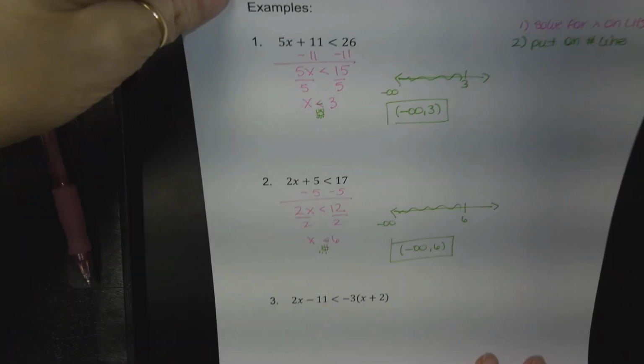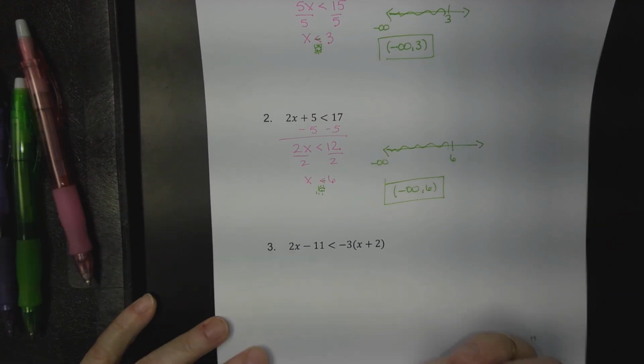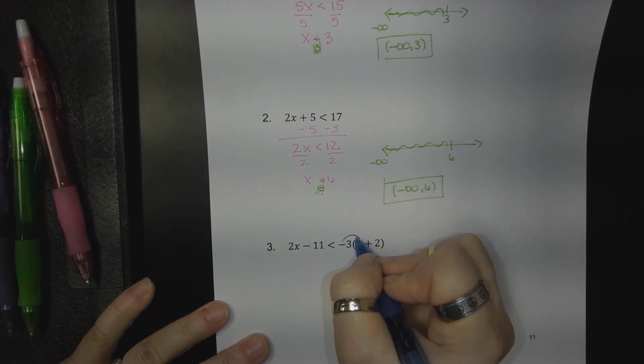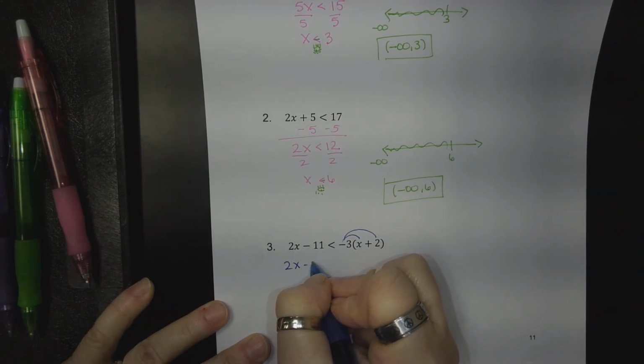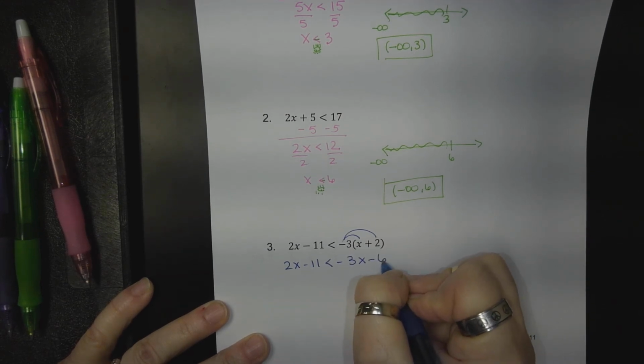All right. This one is a little different. Before we do everything, we have to distribute to get rid of our grouping symbols. So let's distribute our negative 3 into both of those. That'll give us 2x minus 11 is less than negative 3x minus 6.